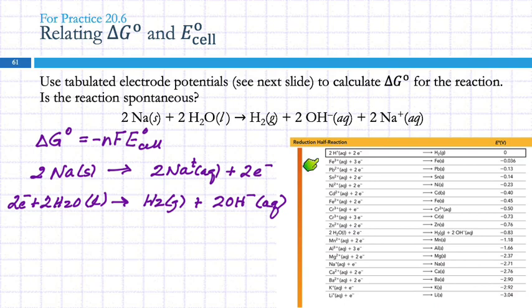So here we have the reduction half reactions, right? The reduction half reaction would be this one. So H2O going to H2 plus 2 hydroxide. So that's this guy right there.